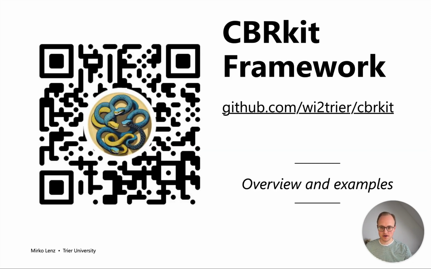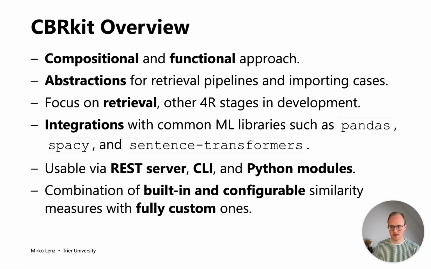Now, continuing with the framework itself, you can find it here on GitHub. And I thought it may be best to first provide some overview and then show you some examples of what actual code looks like. So CBRkit uses a compositional and functional approach, meaning you can take existing similarity functions or retrieval pipelines and compose them. You will see what that means later on. And functional, meaning that we don't rely much on classes, but instead have functions that can also be used as arguments to other functions as well.